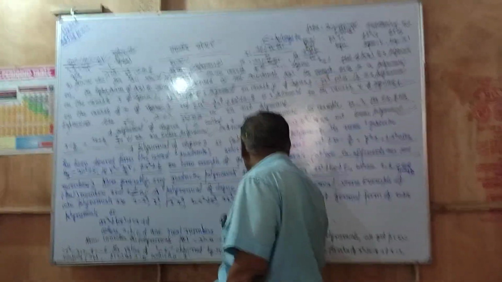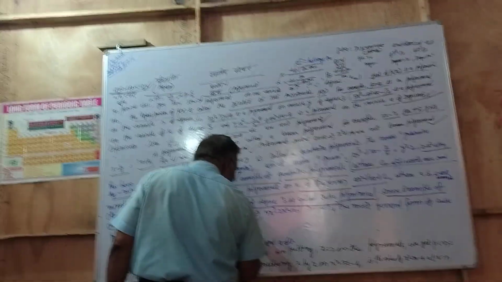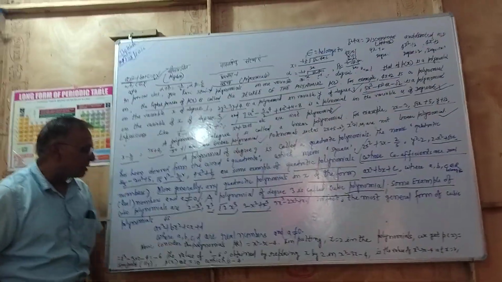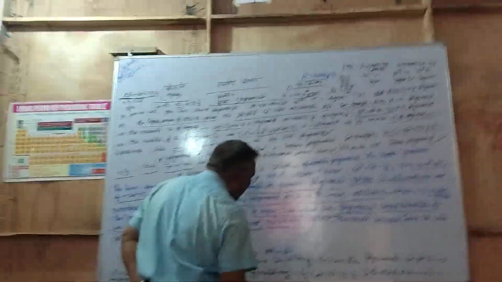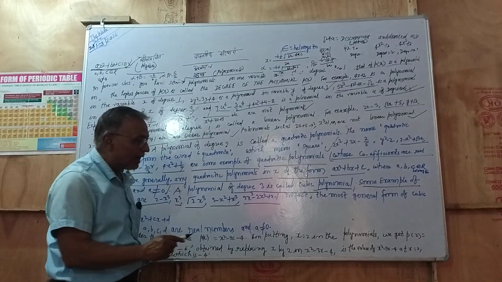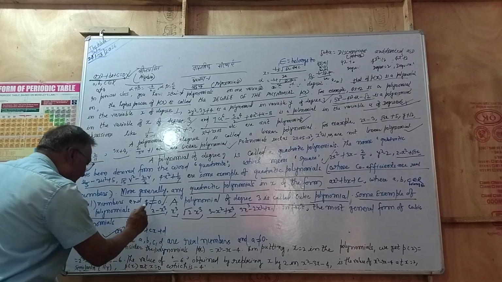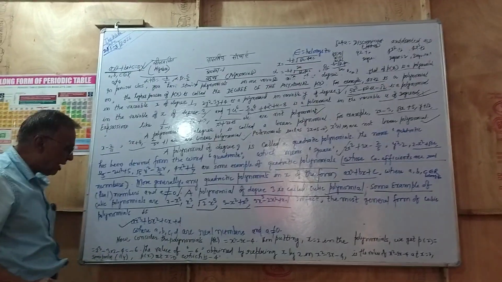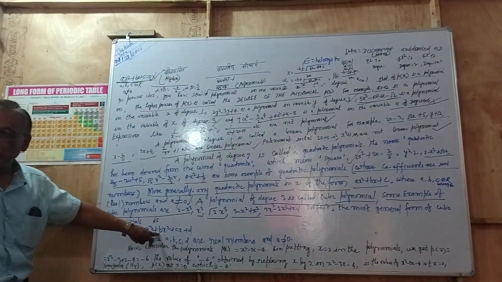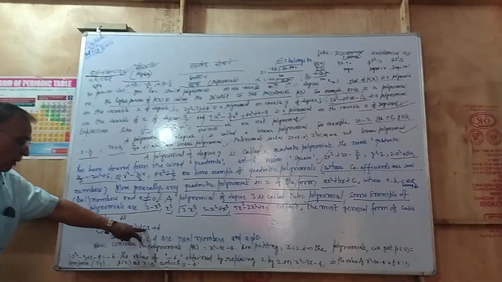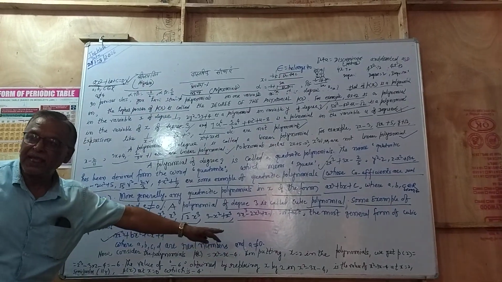A polynomial of degree 3 is called a cubic polynomial, for example root under 2 x cube, x cube plus 3z square minus 2x square plus x minus 1. In fact, the most general form of the polynomial is ax cube plus bx square plus cx plus d. Here the coefficient of x cube is a, the coefficient of x square is b, the coefficient of x is c, where a, b, c, d are real numbers and a is not equal to 0.